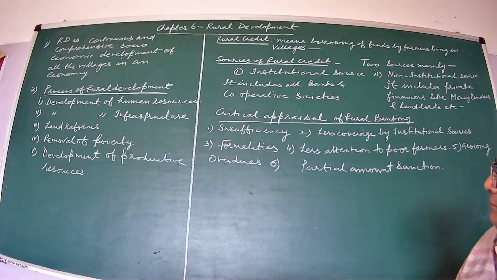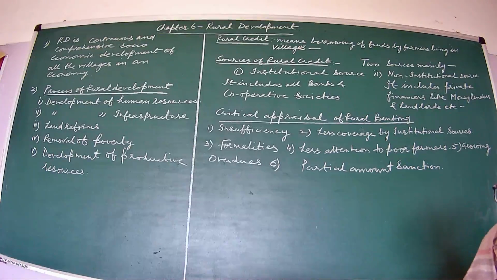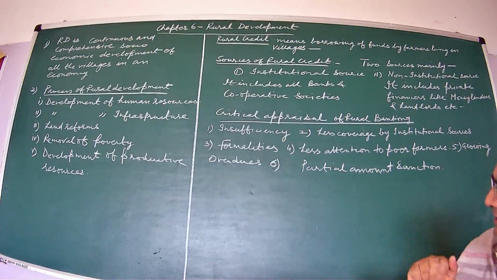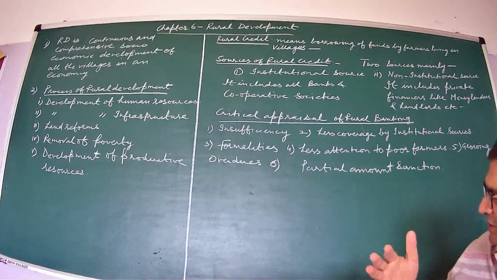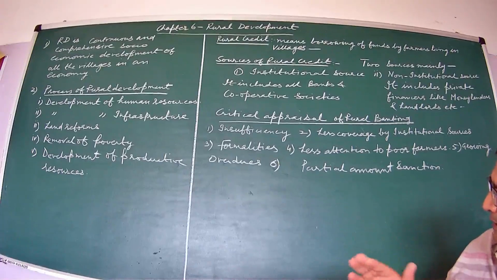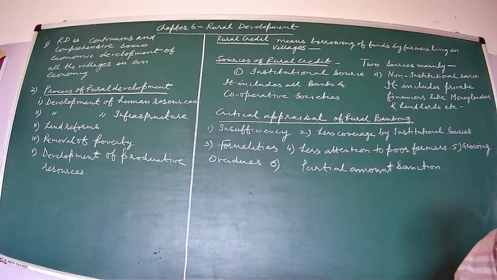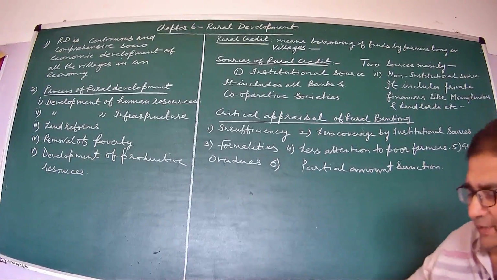Then, development of productive resources. We should try to develop the productive resources in the villages. We should innovate new methods of production. We should discover new inventions so that we can bring more and more development in the production of resources in the villages. Then we have another topic, that is rural credit.